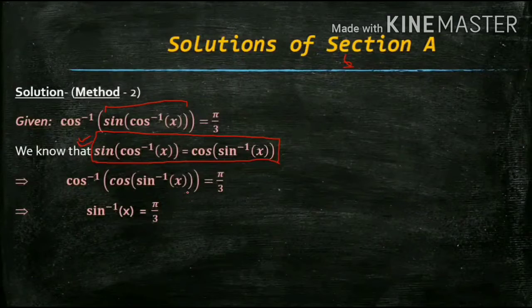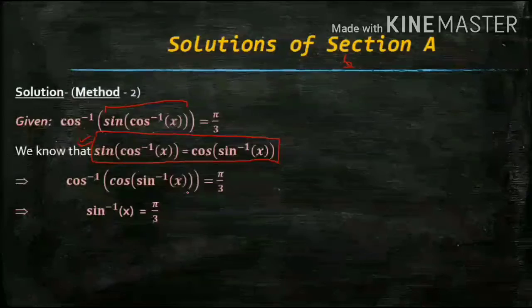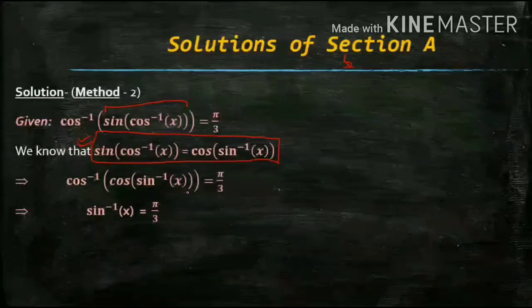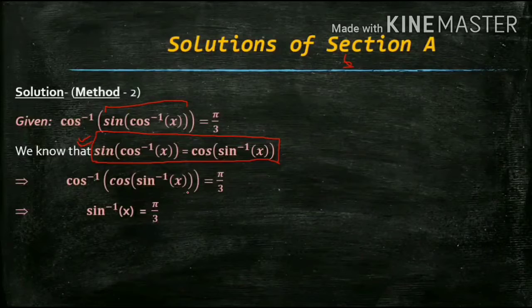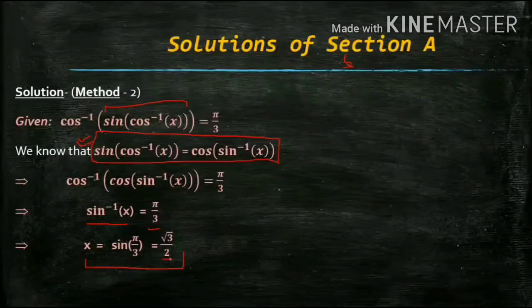And what is sine inverse x? It means only the angle, and the principal value of sine inverse x lies in minus pi by 2 to pi by 2. That means we have the range 0 to pi by 2 that is common. So we can write sine inverse x as pi by 3, then x as sine pi by 3. Sine pi by 3 means sine 60, which is root 3 by 2. So this is the second way you can proceed. This is the other way.